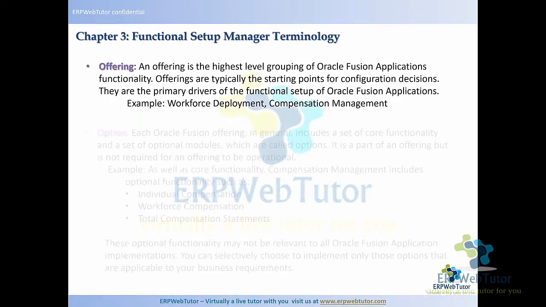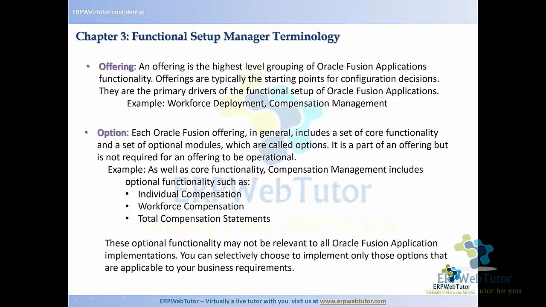So that's our offering. Then you have options. With this, we can safely relate them to the modules themselves, okay? In Fusion, an offering in general includes a set of core functionality and a set of optional modules, which are called options. So you can have workforce deployment, and we will go into the application to see what the different options each offering has. Then depending on the licenses and on what the customer uses, you want to turn on the options that the client will use, okay? Say, for example, we have compensation management as one of the options.